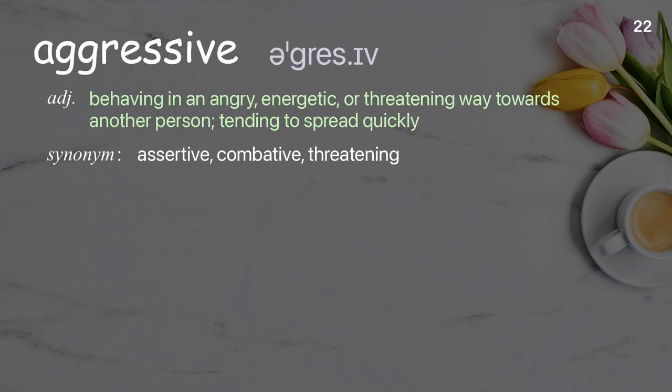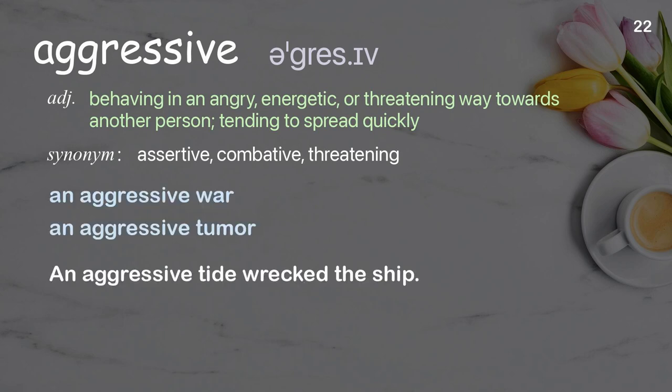Aggressive. Behaving in an angry, energetic, or threatening way towards another person, tending to spread quickly. Examples: an aggressive war, an aggressive tumor. An aggressive tide wrecked the ship.